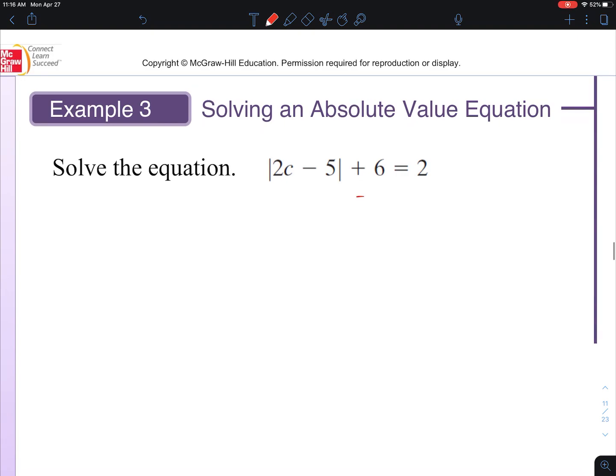So for this one here, we're going to subtract the 6 from both sides first before we do the plus or minus. So 2 minus 6 is -4. So then you can see here that this one has no solution because absolute value is distance and it cannot be negative.